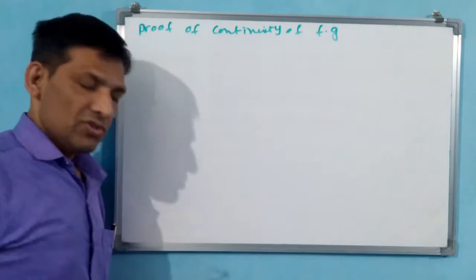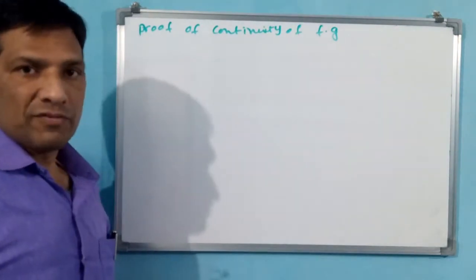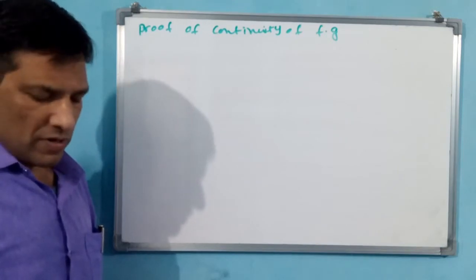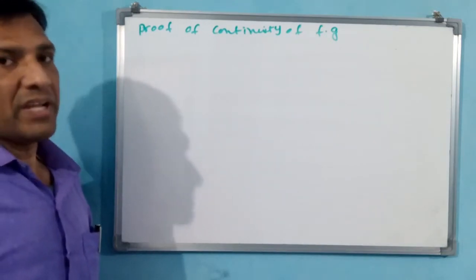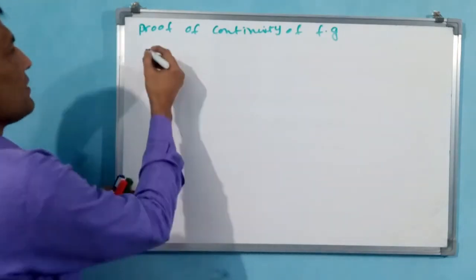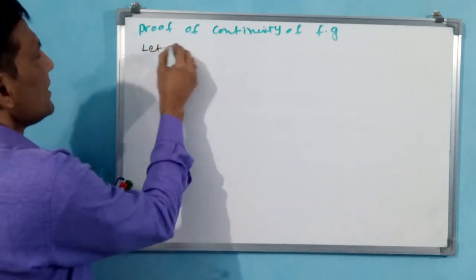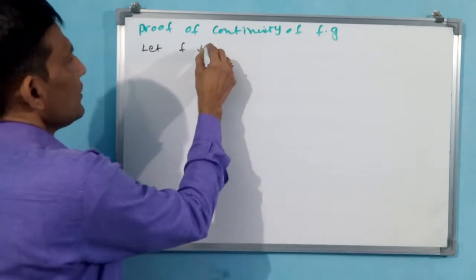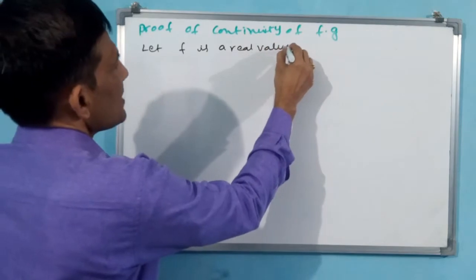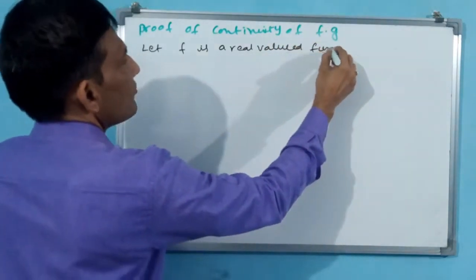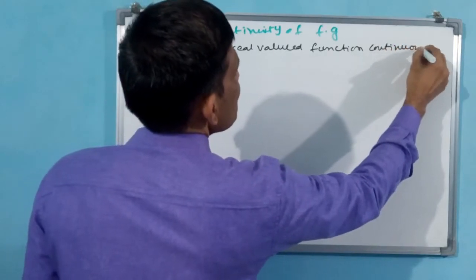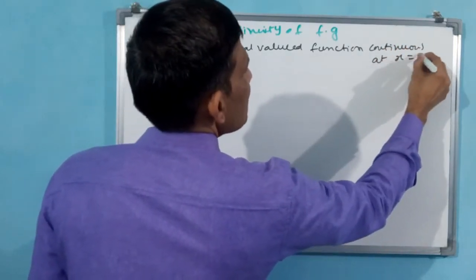Okay, see, proof of continuity of fg. That means fg multiplication, we are seeing the proof for continuity. Preconditions I am writing. Again we have to write preconditions. Preconditions are: let f be a real valued function continuous at x is equal to c.